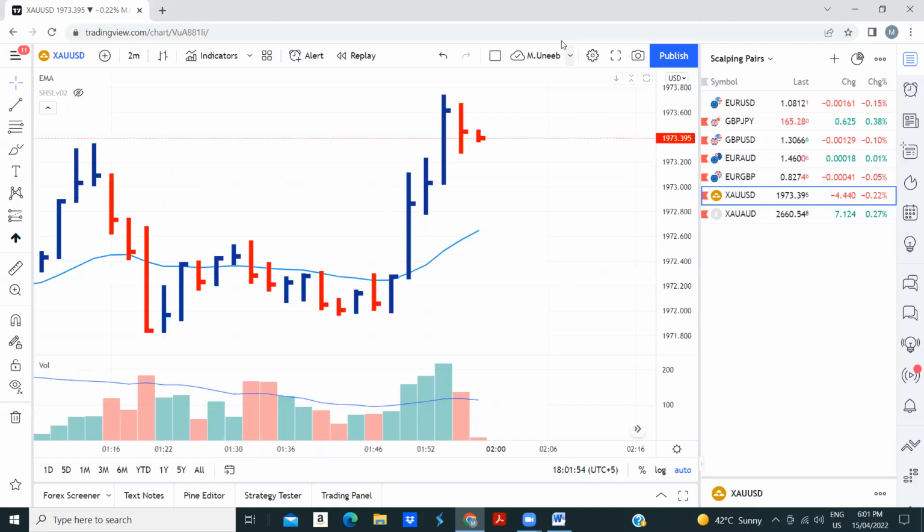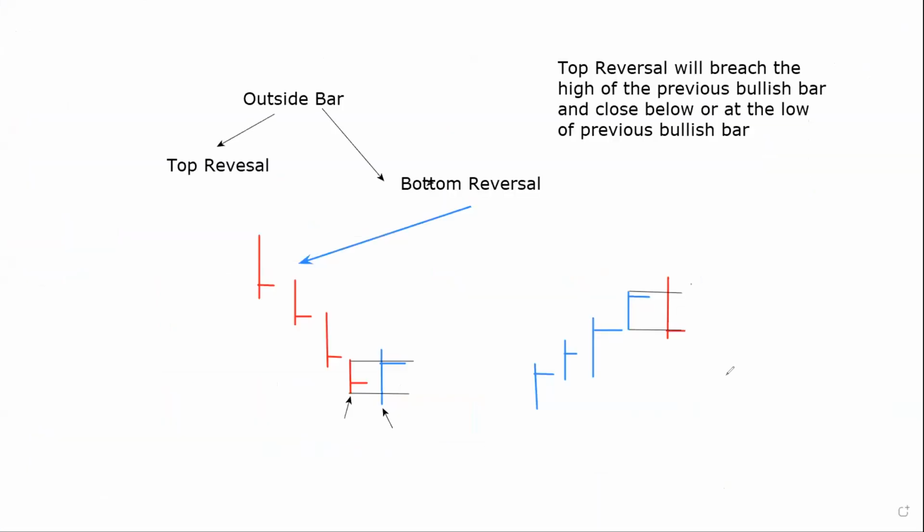We'll go for another one. Now we have another variation of this outside bar, meaning top reversal and bottom reversal. We call it the 2-bar top reversal. So let's go here. 2-bar top reversal. Now, as you can see, it says 2-bar top reversal. Okay, and this is 2-bar bottom reversal.